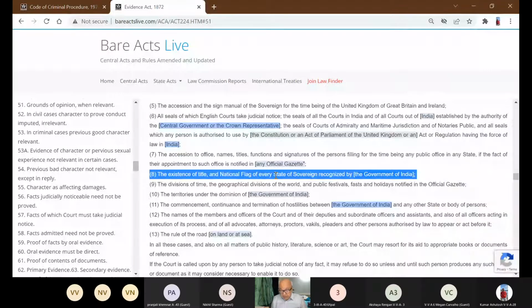These are all geographical divisions of the world. The court will take judicial notice because these are all officially gazetted. India has more than 27 or 28 states. These are all gazetted.